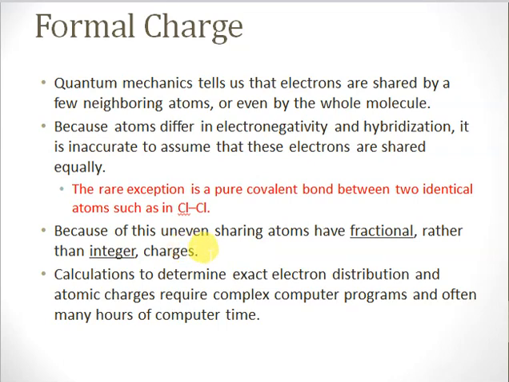So integral charges always appear when there's an ionic bond, right? So when you have sodium with a positive charge, it has +1 charge. But when you are talking about the covalent bond, we cannot show the integral charges, right? Because there's no full charge existing. So we only show the fractional charges, right? And there are calculations which help to determine the exact electronic distribution and atomic charges, right? However, these calculations require complex computational programs, and running one program often requires a number of hours. It's a very time-taking process, right?